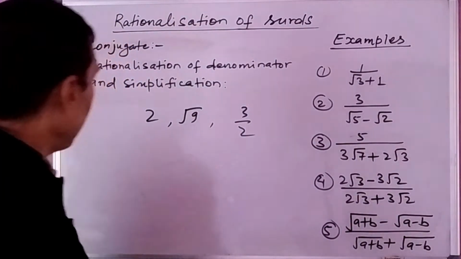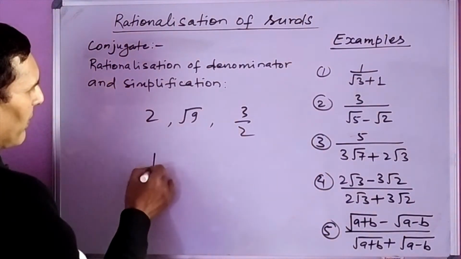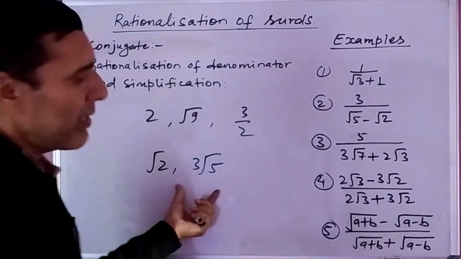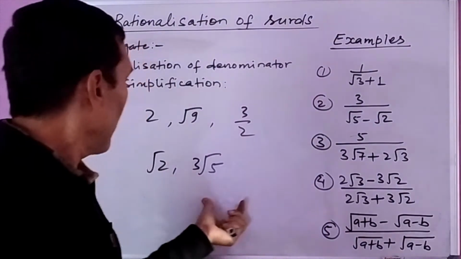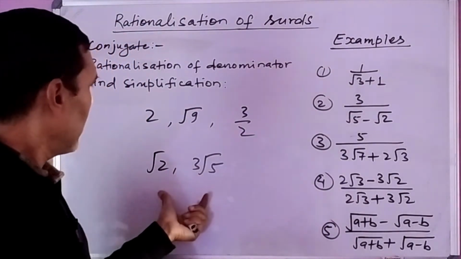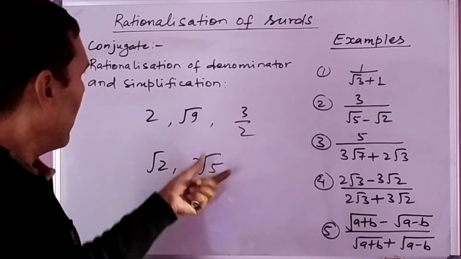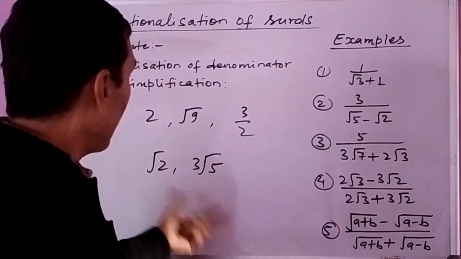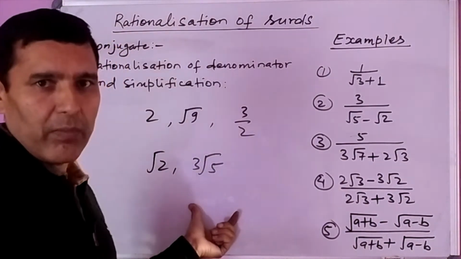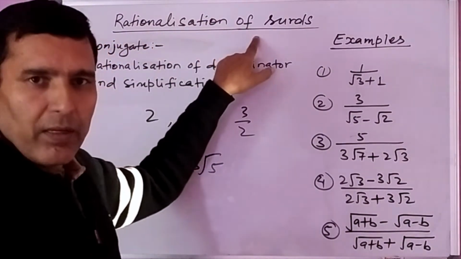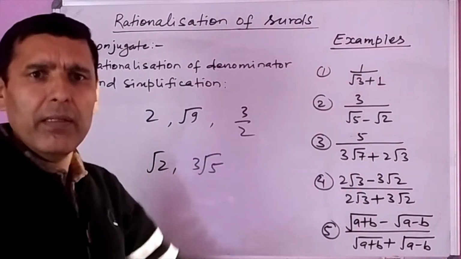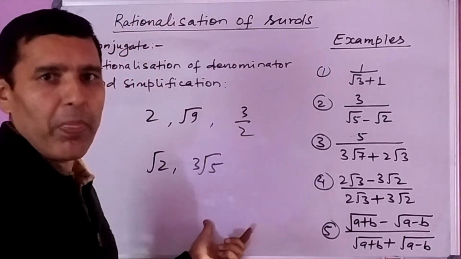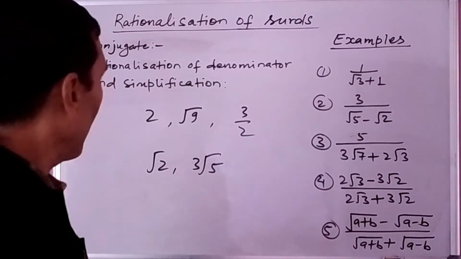We have another type of number, like the square root of 2, cube root of 5. So these numbers are surds. Sometimes we have to change the surds into rational numbers. The process of changing surds into rational numbers is known as rationalization of surds. It is a very important thing in this chapter.